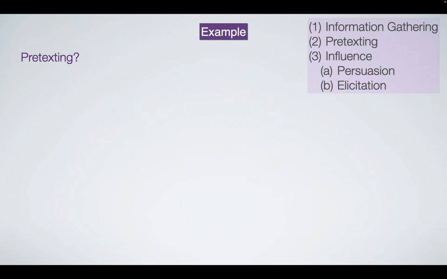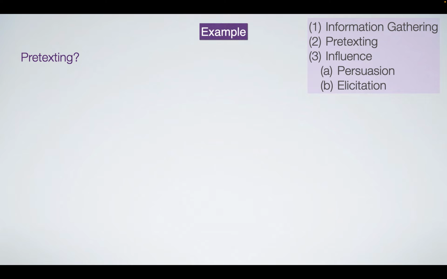Okay, what about the pretext? Was there any pretext? So pretexting is pretending to be someone that you're not. Paul was pretexting, he was pretending to be someone from Barclays, and he was contacting someone who's not from Barclays to make the victim give the information.